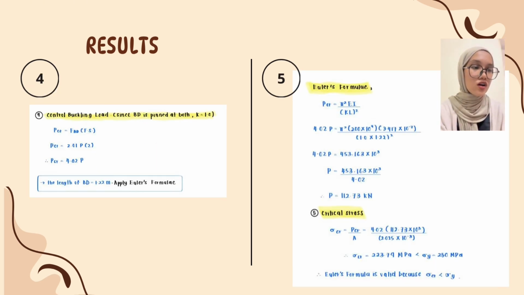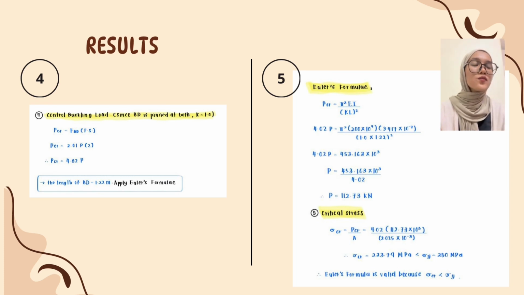And then we continue to the fourth step to find the critical buckling load. Since the BD is pinned at both ends, we assume the K is 1.0. So when we want to find the PCR, we do force BD times the factor of safety that is given in the question, which is 2. So we got the PCR equals 4.02P.